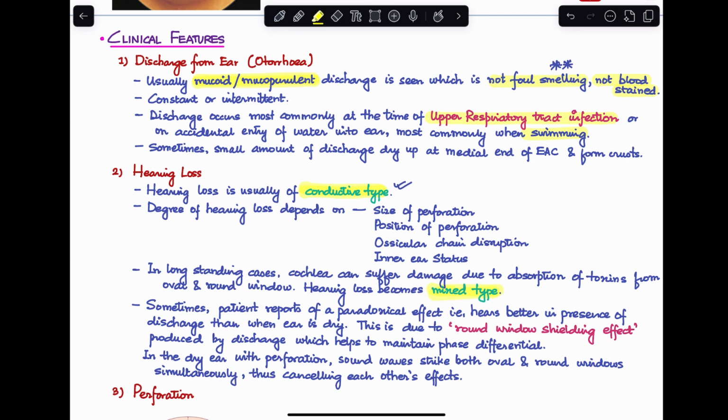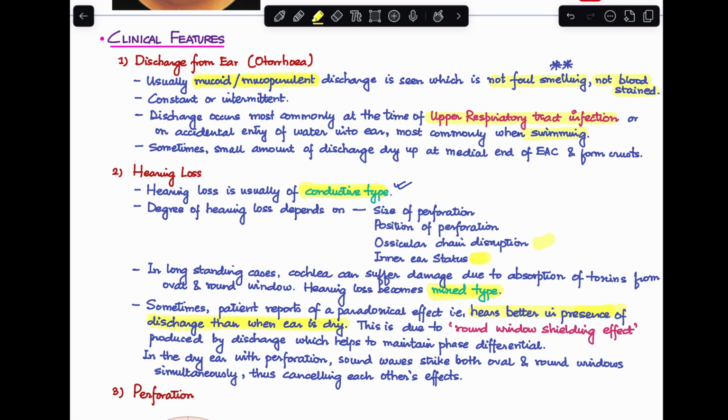Now, the degree of hearing loss that the patient will suffer from depends on a number of factors, like the size of the tympanic membrane perforation, where it is located, whether there is any ossicular chain disruption, and what the status of the inner ear is. And there's another very important phenomenon you see in these cases: sometimes the patient will come to you with a paradoxical effect, meaning the patient may actually tell you that they are able to hear better in the presence of discharge than when their ear is dry. And how do you explain this?